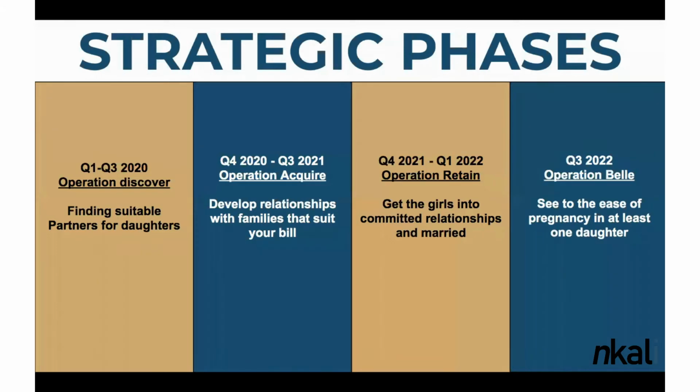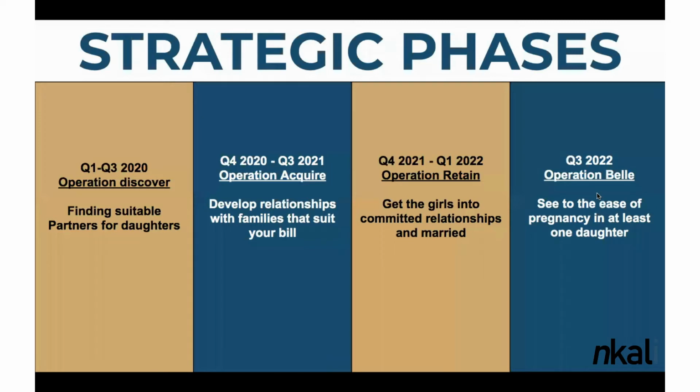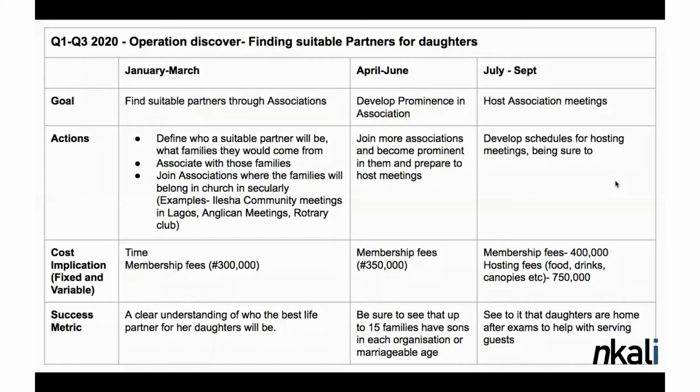Then Operation Bele is basically, I try to make this fun and relatable, right? So the operation is for Q3 of 2022, which is to get her kids, at least one child, pregnant by March of 2022, right? So these are the 4 strategic phases of her plan: Operation Discover, Operation Acquire, Operation Retain, and Operation Bele, right? Okay, so let's carry on.